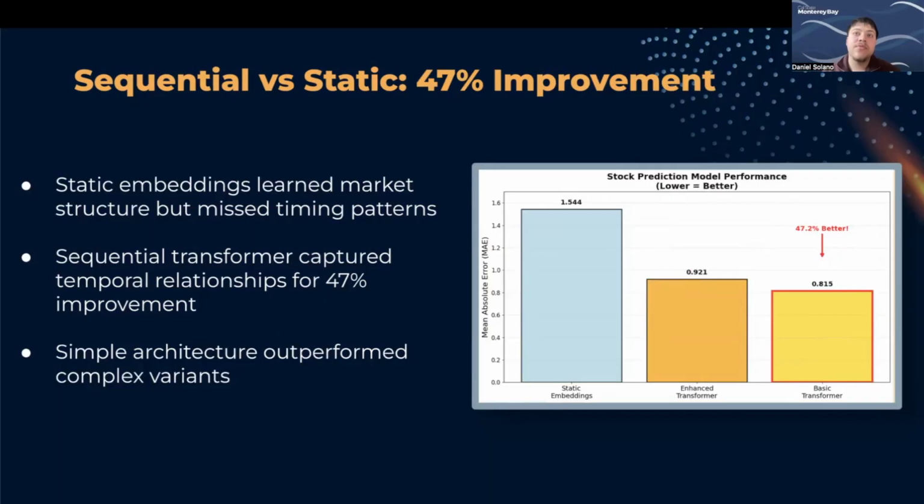So this brings us to our performance results, and this is where the research really paid off. Static embeddings learned market structure correctly, but they missed timing patterns. They achieved a mean absolute error of around 1.544. Our enhanced transformer model performed better at 0.921. But surprisingly, the basic transformer architecture achieved the best results at 0.815 MAE. That's a 47% improvement over static embeddings. The key insight here is that sequential transformer models captured temporal relations that static approaches completely missed, and simpler architectures actually outperformed complex ones.